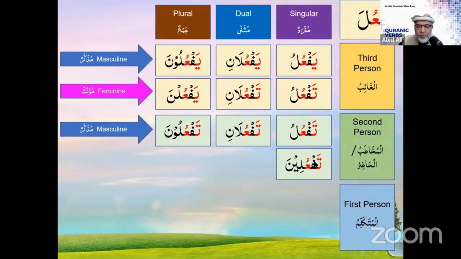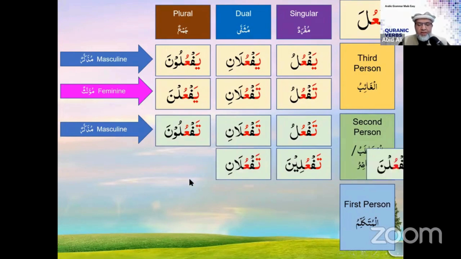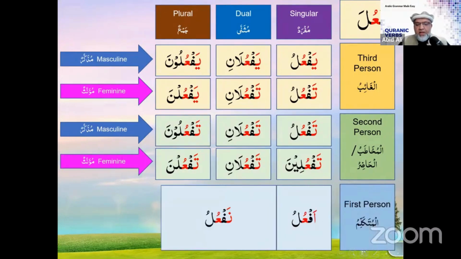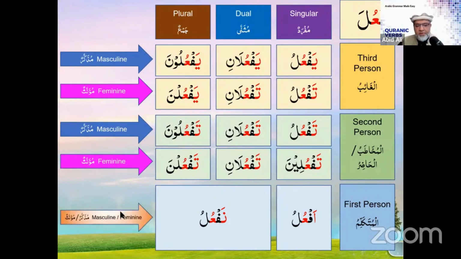Taf'ulu, taf'ulina, taf'ulani, taf'ulna. This is for the feminine, for the second person. And af'ulu and naf'ulu: I do, I am doing, I will do. Naf'ulu: we do, we are doing, we will do. This is for first person.